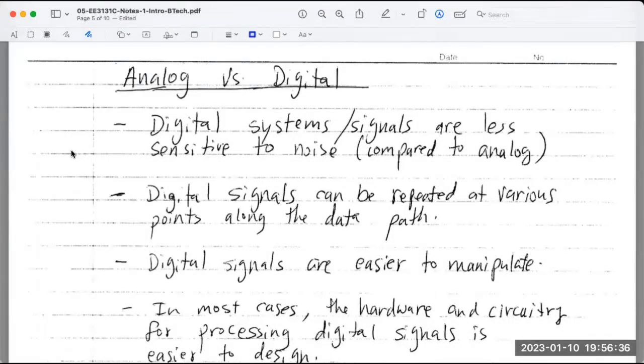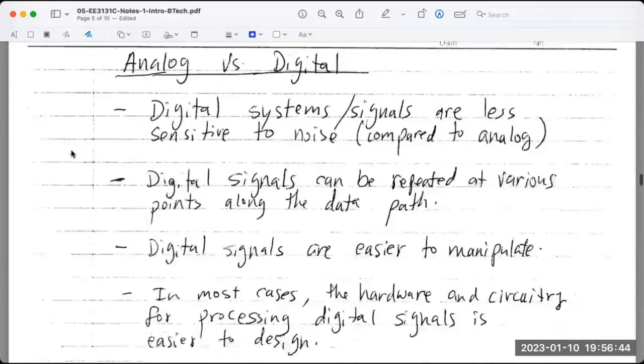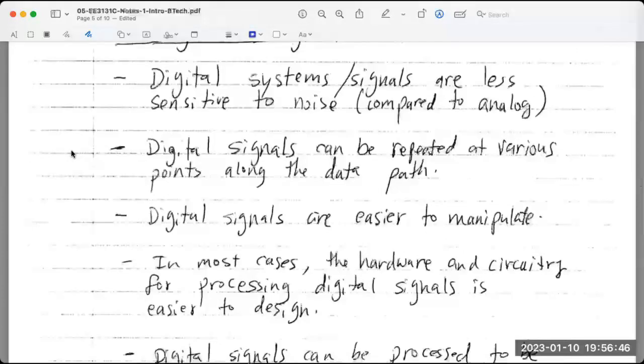Let's talk a little bit about analog versus digital. Why do we use digital signals? What's the benefit of digital over analog? Well, there are a couple of benefits, and I'm listing them here. Digital signals are less sensitive to noise.